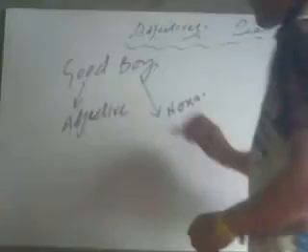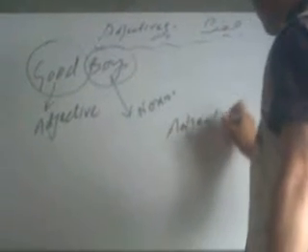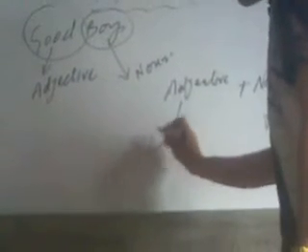See, in English, what happens? We are preceding the noun with the adjective. Now, in Arabic, what is the rule? First we bring the noun, then there is the adjective. This noun in the Arabic language is called mawsuf, and the adjective is called sifat.